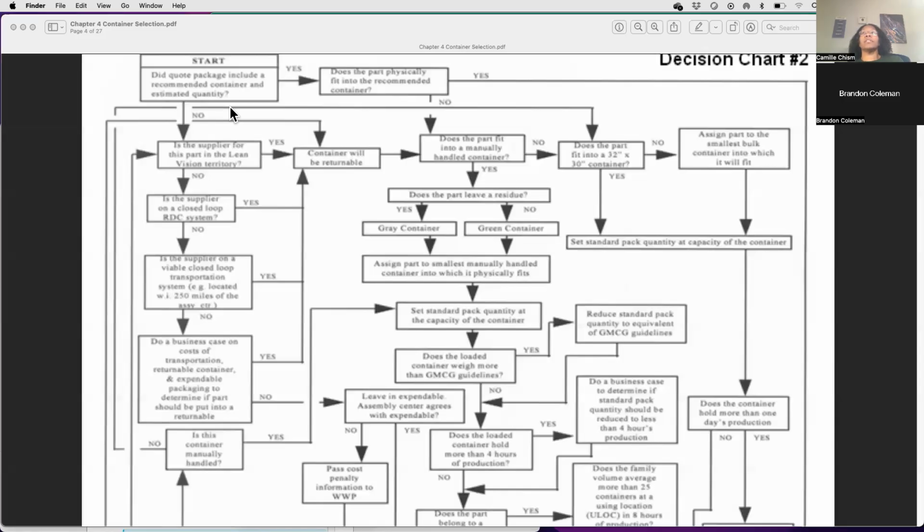But right here where it says, did the quote package include a recommended container and estimated quantity? The reason why it's so important to get involved early is because if not, now you're kind of living with whatever was decided on. The process to get something changed once the costing has been put in and the program team or purchasing has kind of approved it, it's going to be really difficult to get that changed. So I can give you an example that I'm dealing with right now with one of my clients.